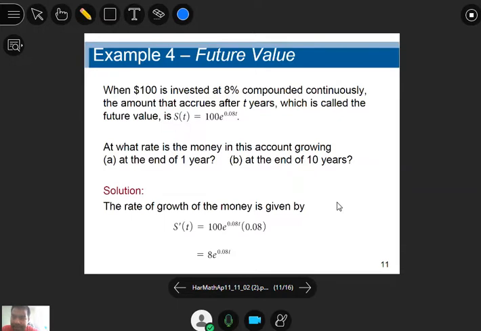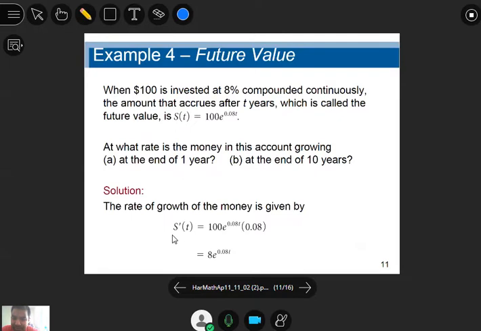At what rate is the money in this account growing? So you need to find the growth rate of this account at the end of the first year and at the end of 10 years. If you are given some function and they are asking the increasing rate, what we need to do is find the derivative of this one.